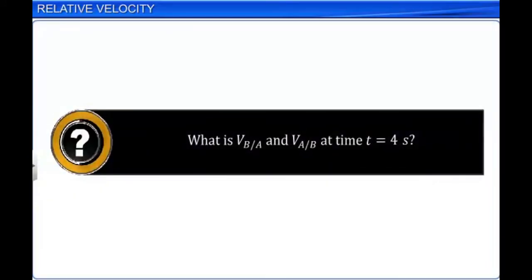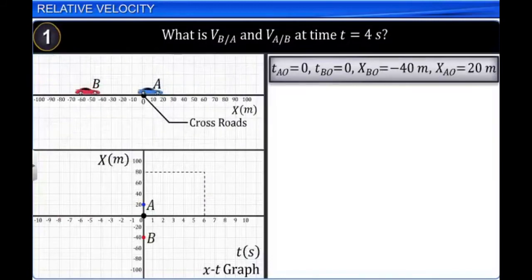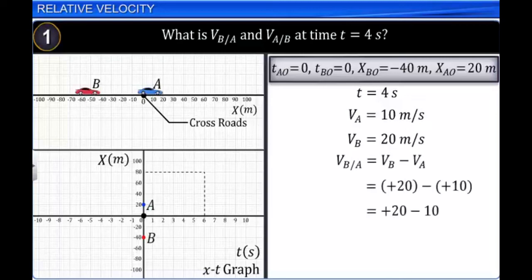1. What is VB by A and VA by B at time t equal to 4 seconds? As A and B are moving with different uniform velocities, the values of t, VA and VB are 4 seconds, 10 meters per second and 20 meters per second respectively. Here, VB by A is equal to VB minus VA. On substituting and simplifying, we get VB by A equal to plus 10 meters per second.